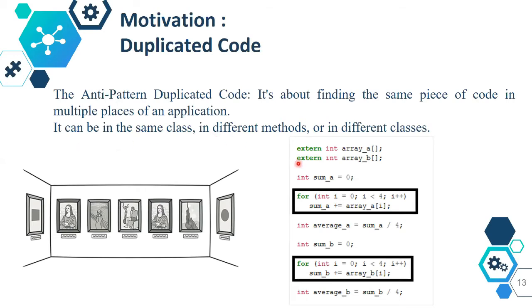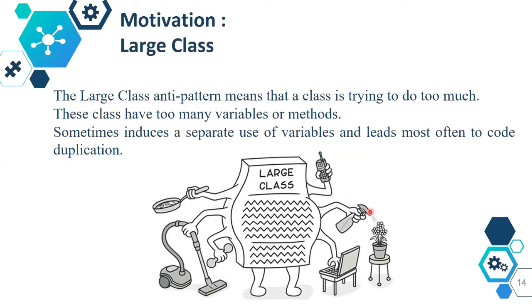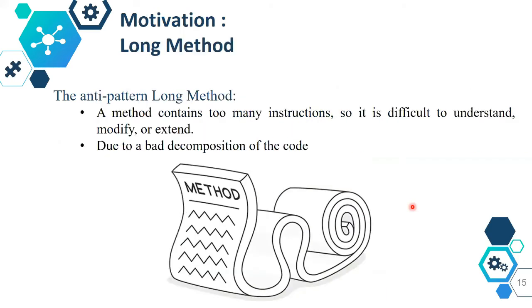It can be in the same class, in different methods. As you can see here, we have the same piece of code, the same loop inside the same class or the same method. Okay, another code smell is the large class. A large class, as you can see here in the picture, is doing a lot of things. It means that the class is trying to do too much, with too many variables and methods. In this case, we need to resolve this problem by reducing the size of the class.